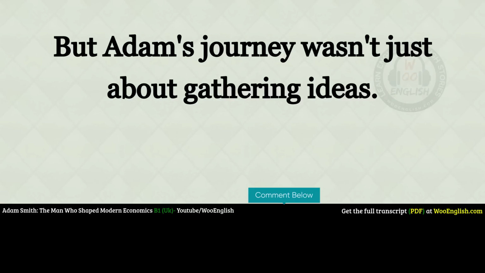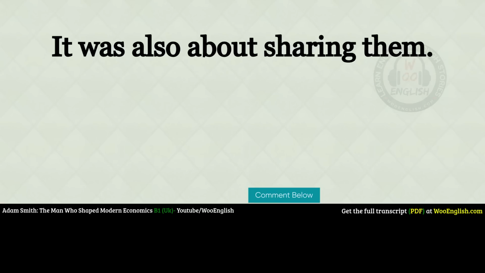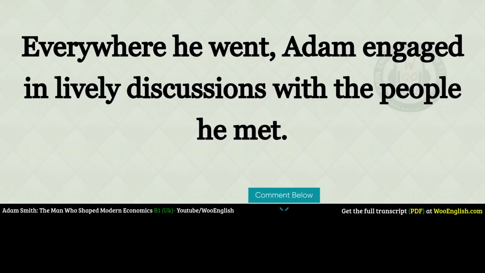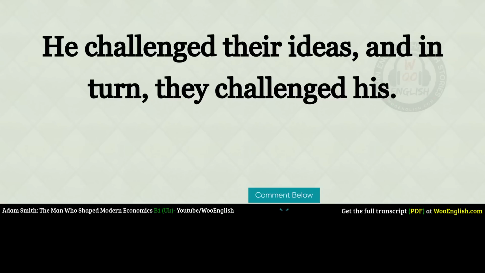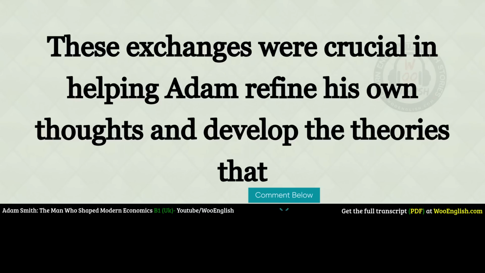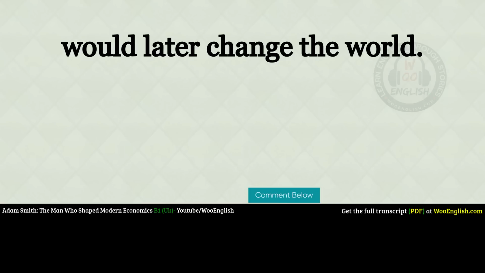But Adam's journey wasn't just about gathering ideas, it was also about sharing them. Everywhere he went, Adam engaged in lively discussions with the people he met. He challenged their ideas, and in turn, they challenged his. These exchanges were crucial in helping Adam refine his own thoughts and develop the theories that would later change the world.